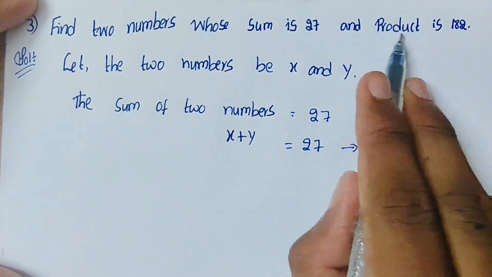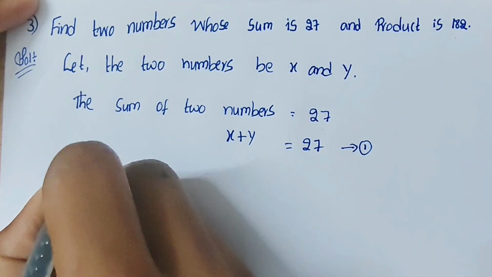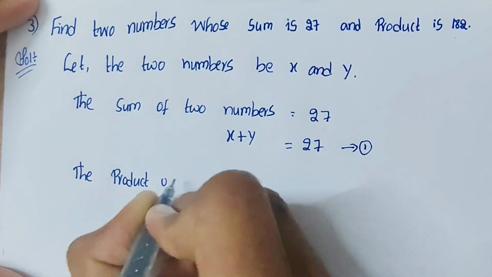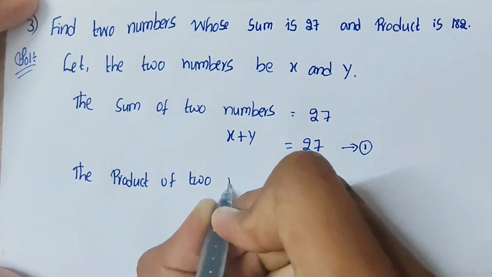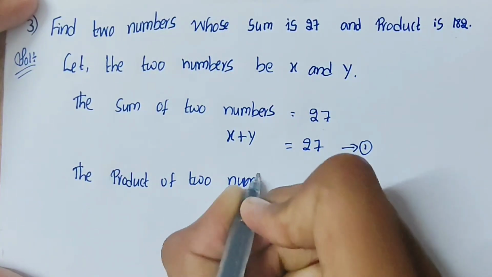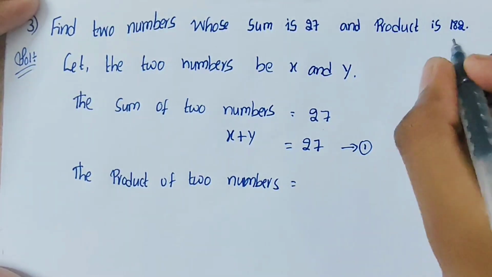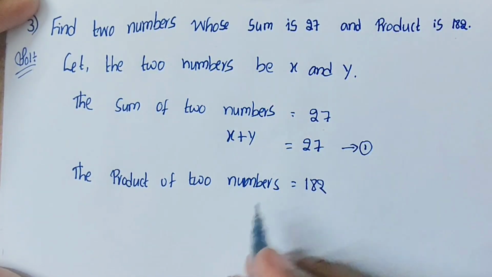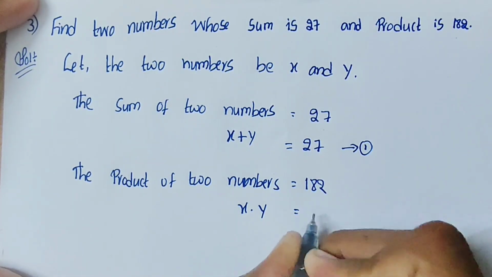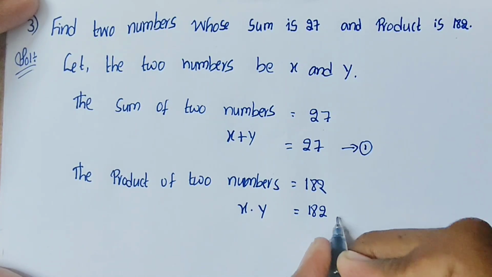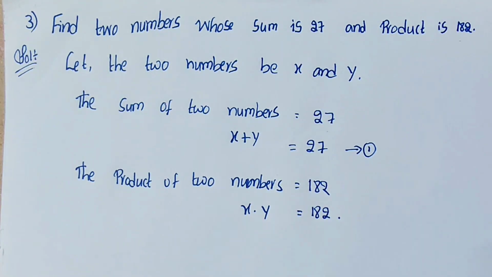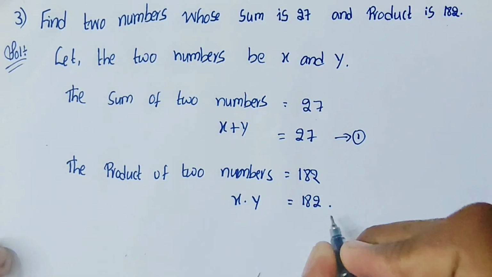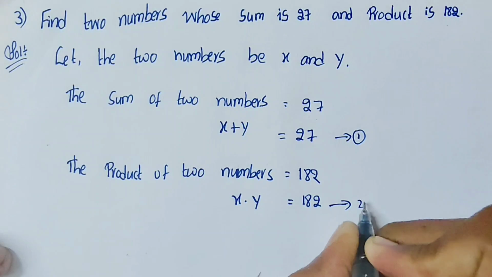Then he said the product is 182, so the product of the two numbers equals 182. So x into y equals 182. Here I am regarding x into y equals 182 as equation 2.